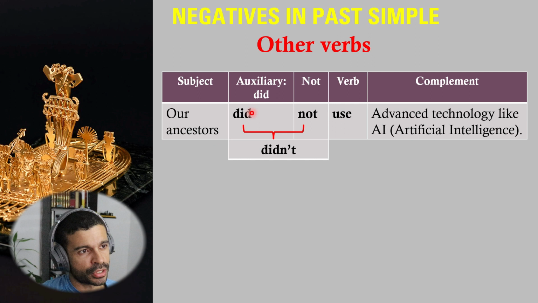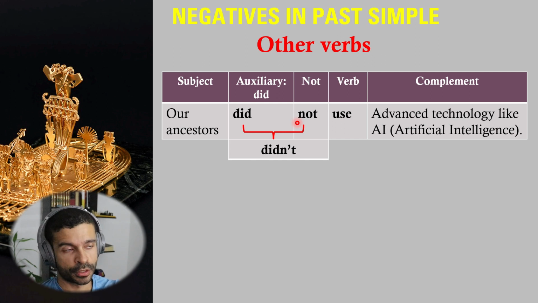Our ancestors did not use advanced technology like AI, also known as artificial intelligence. Here, there's also an abbreviation of this auxiliary and the word not. So here is something new. As you remember, I said that the verb to be was a special verb in past simple. And I also said that in past simple, either we use the verb to be in past or we use other verbs.